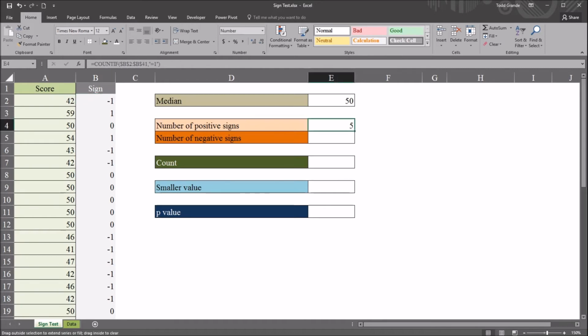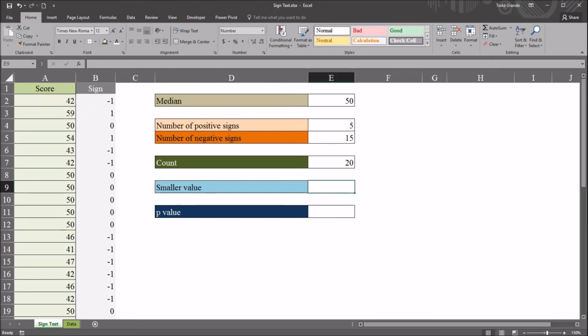I'm just going to autofill this down to the number of negative signs and change the 1 to a negative 1. So we have 15 negative signs in this sign column and 5 positive signs. Next I want the count, and this is equal to the number of positive signs plus the number of negative signs. So equal sign E4 plus E5, so 20. So in this sample, 20 of these signs are either negative or positive.